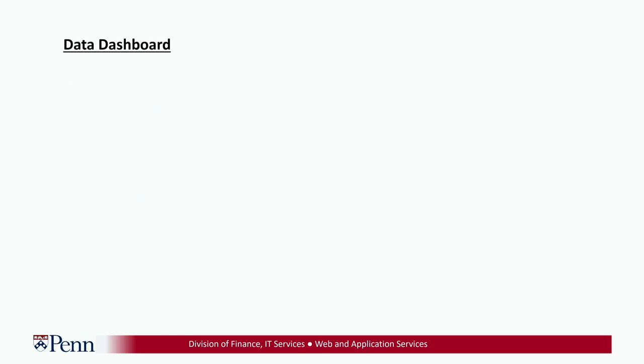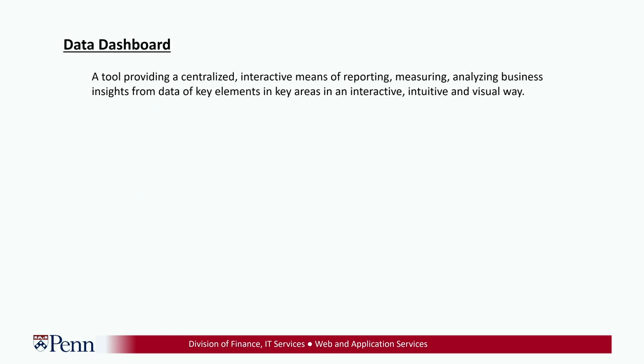So just what is a data dashboard? A data dashboard, by definition, is a tool providing a centralized, interactive means of reporting, measuring, and analyzing insights from data of key elements in key areas in an interactive, intuitive, and visual way. In other words, curating that data and getting it in front of the person.